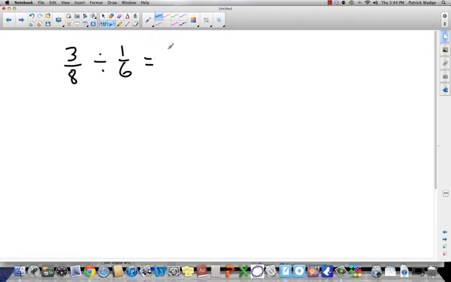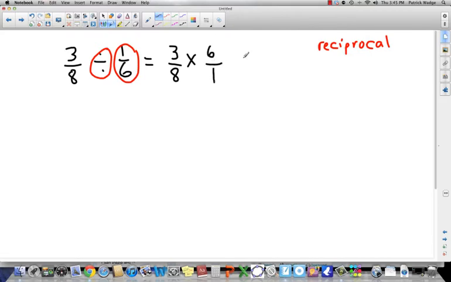You remember this. You keep the first fraction the same. You change this dividing sign right here into a multiplying sign. And this second fraction, you're going to flip it over. You're going to take the reciprocal. Do you remember this word? Reciprocal, which means flip it over. So you're going to flip over 1 over 6, which gives you 6 over 1.